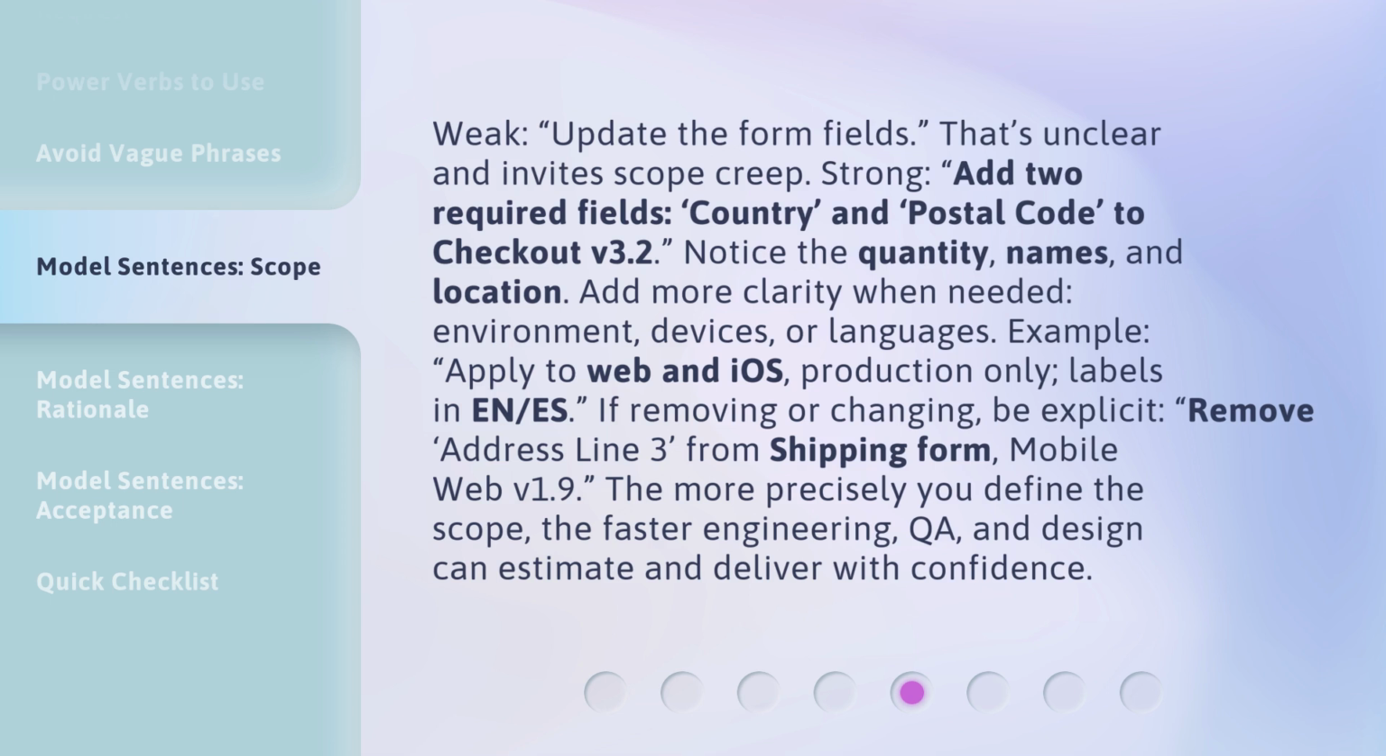Environment, devices, or languages. Example: apply to web and iOS, production only. Labels in EN/ES. If removing or changing, be explicit. Remove address line 3 from shipping form, mobile web version 1.9. The more precisely you define the scope, the faster engineering, QA, and design can estimate and deliver with confidence.